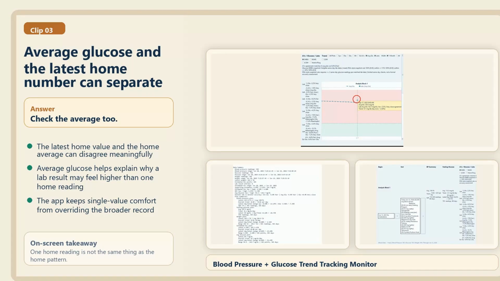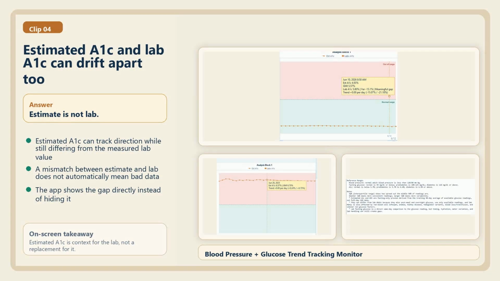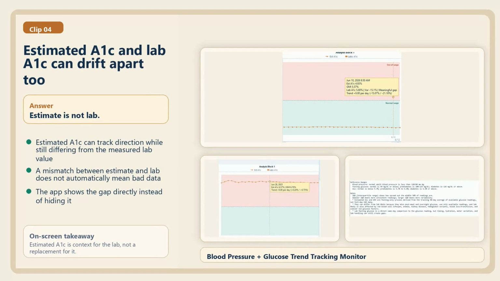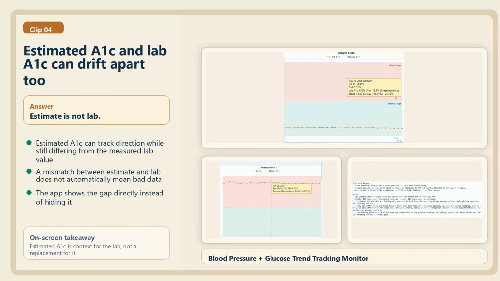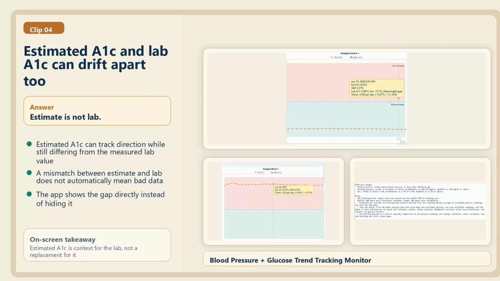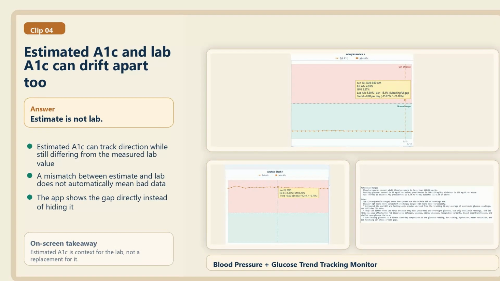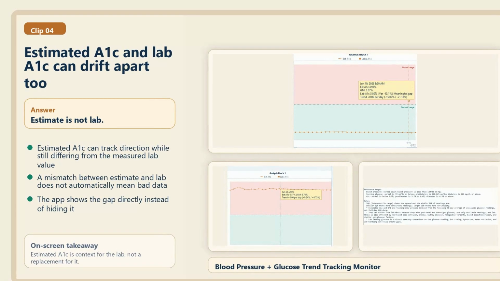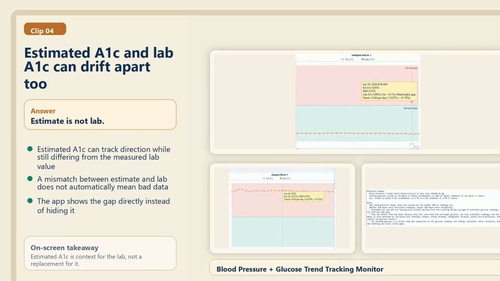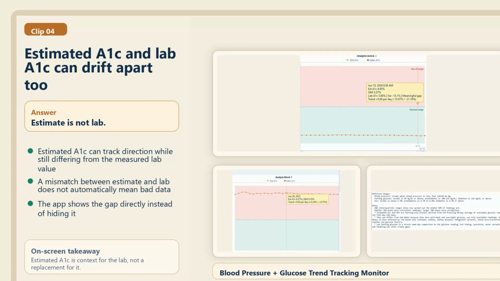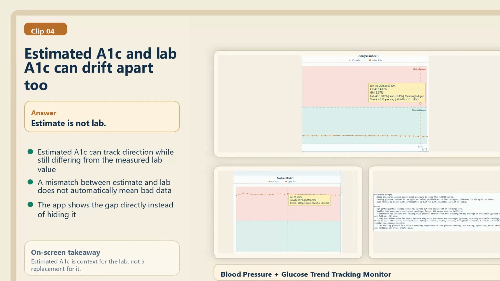Estimated A1C and lab A1C can drift apart too. For the longer glucose story, estimated A1C is helpful, but it is still an estimate built from the home record. The plot shows exactly why doctor and home discussions can feel mismatched. In the sample screen, the estimated A1C and the measured lab A1C are related, but not identical. The app treats that difference as information, not as an error. Use the estimate to see direction between lab dates, and use the measured lab A1C as the benchmark when the two are not the same.